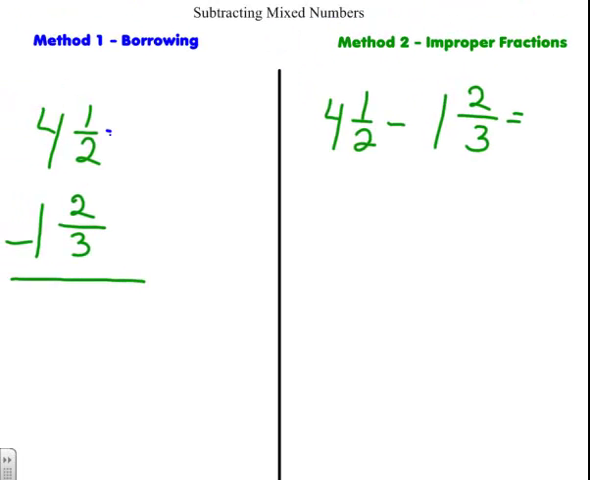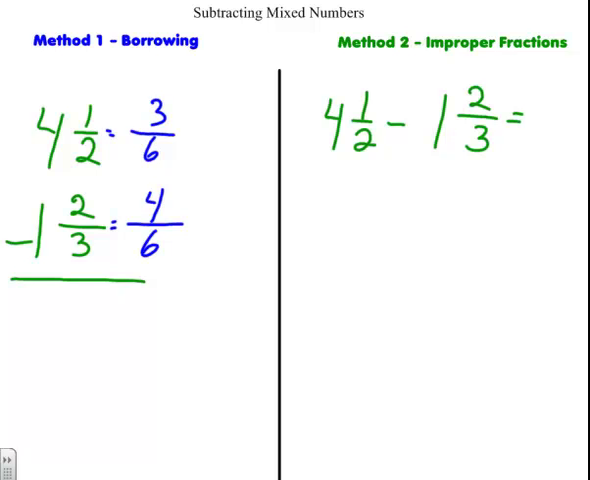I have differing denominators, and so my common denominator is 6. So I'm going to rewrite these fractions with 6 as a common denominator. So 2 times 3 would be 6, 1 times 3 would be 3, 3 times 2 is 6, so 2 times 2 is 4. Now I have 3 sixes minus 4 sixes, which I can't do because the 4 sixes is larger than the 3 sixes.